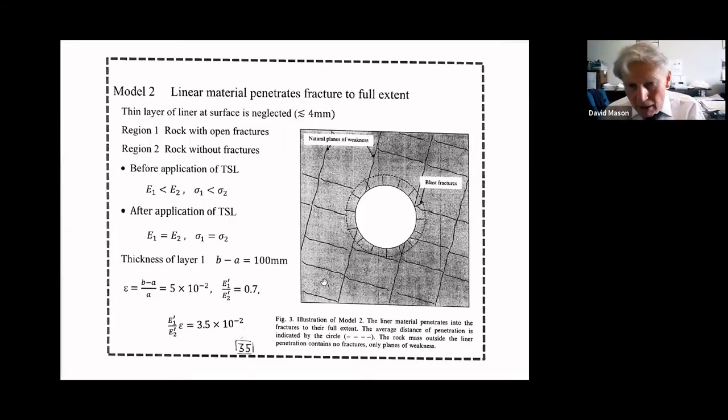But if we investigate the real situation in which there are cracks, if this tunnel is excavated, the rock is cracked near the surface, and the liner will penetrate into the cracks, and that will seal the cracks. So how is this modeled? Before the cracks, we've got a Young's modulus, which is less than the Young's modulus in the rock mass.